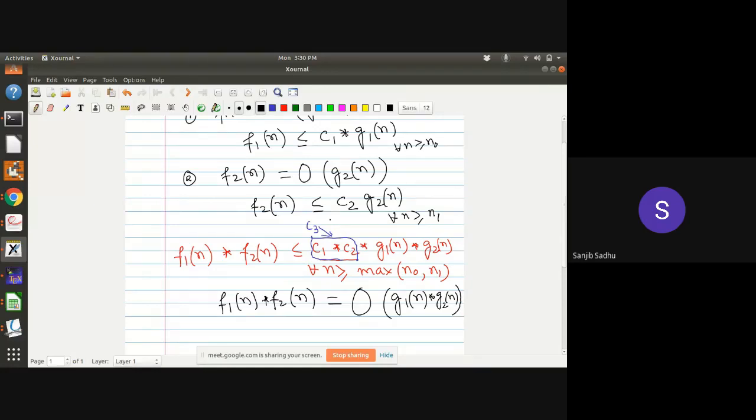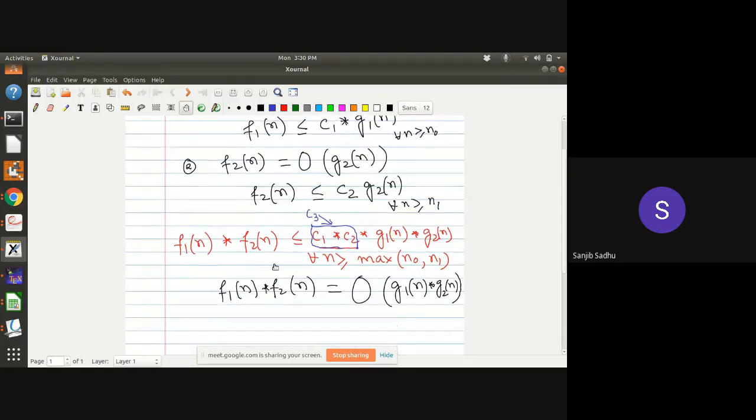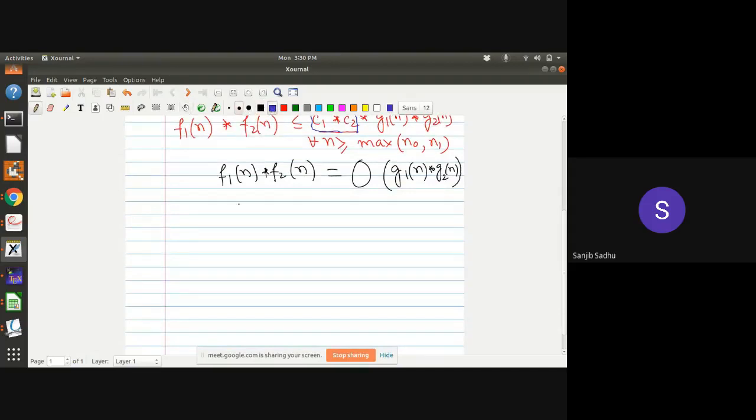Now see, this is completely theoretical. Now a question may arise: why should we learn this rule of product? This is called the rule of product. The rule of product says that if f1n is big O of g1n and f2n is big O of g2n, then f1n into f2n is big O of g1n into g2n. So here you see, suppose you have written a code, for i equal to 1 to i less than or equal to n, i plus plus.